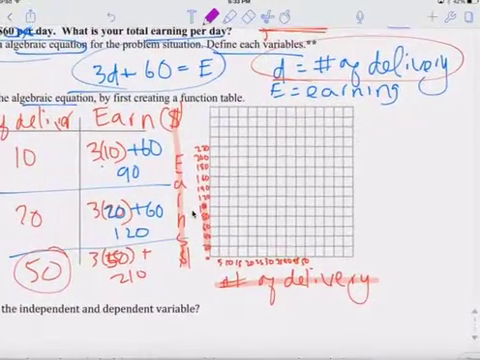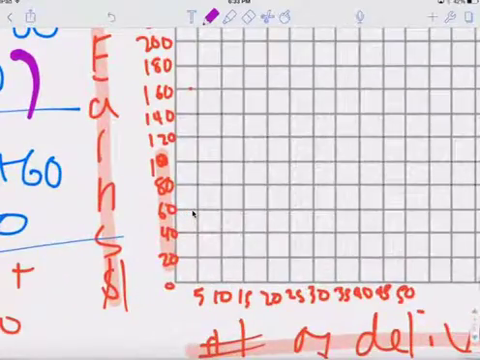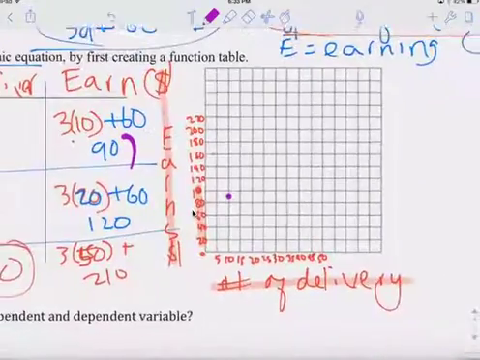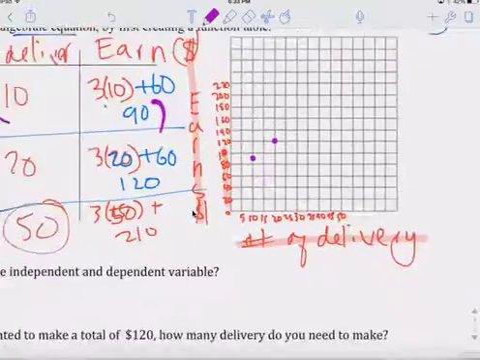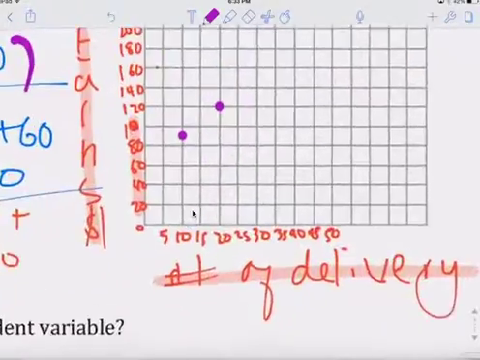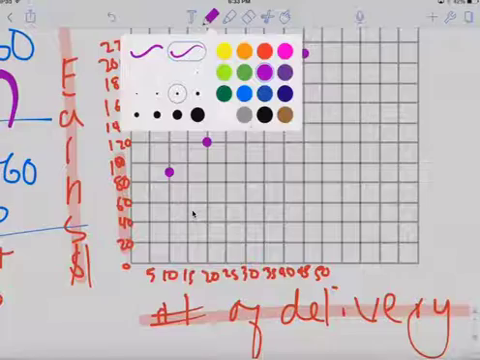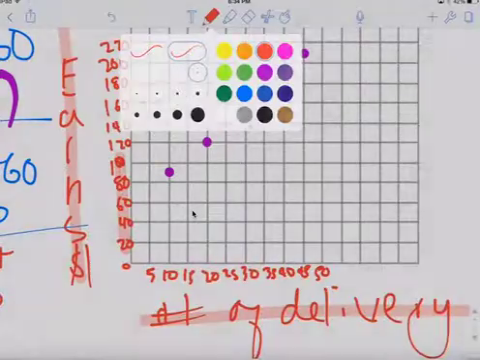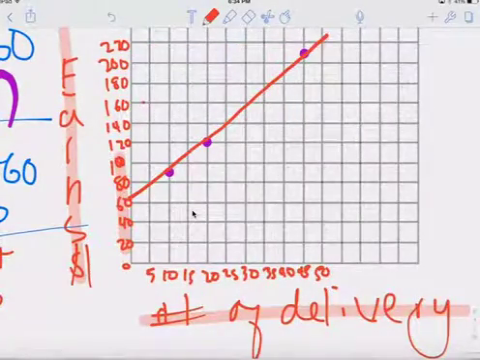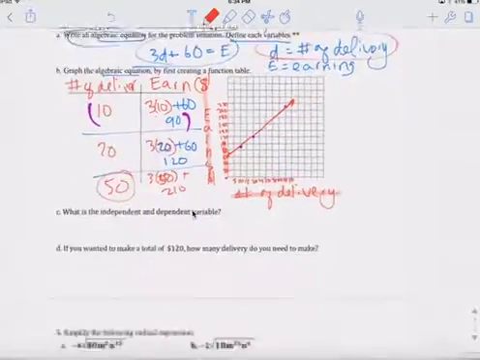All right, 10 and 90, right here, right there, 10 and 90, in between that. 20 and 120, right there. And then 50 to 210. 50 to 210 is right there. Connect the dots. Start from what you think the beginning would be. Okay, what is the end?